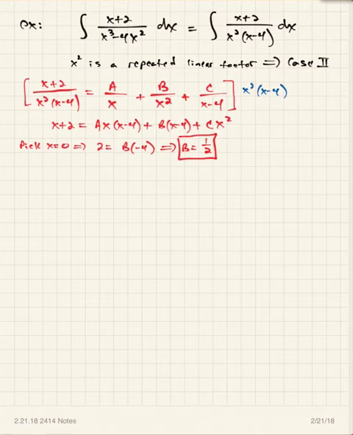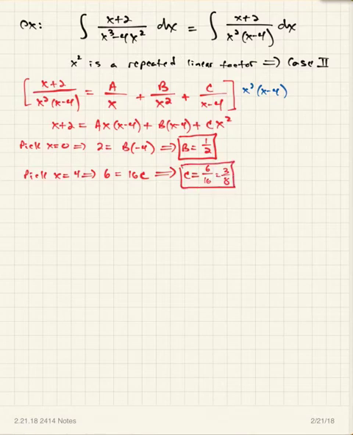All right, so pick another x value. Another x value that makes sense here would be x equals 4, because that makes 2 of the terms 0. So when you pick x equals 4, you get 6 equals 0 plus 0 plus 16C, because it's 4 squared times C, so that's 16C. And so you get right away that C is equal to 6/16 or 3/8. We are really making progress now.